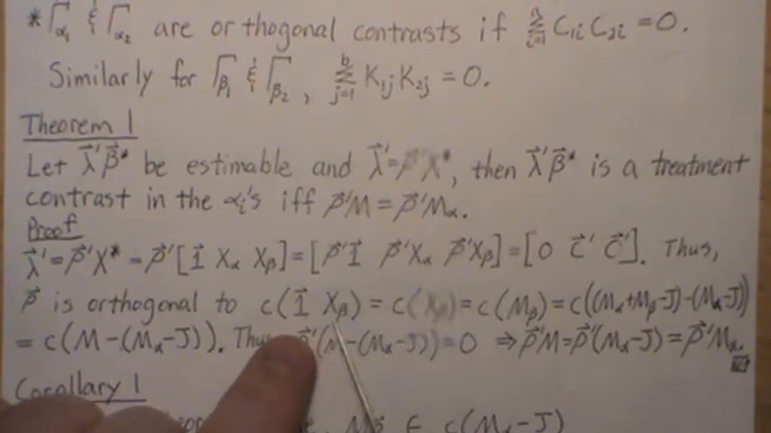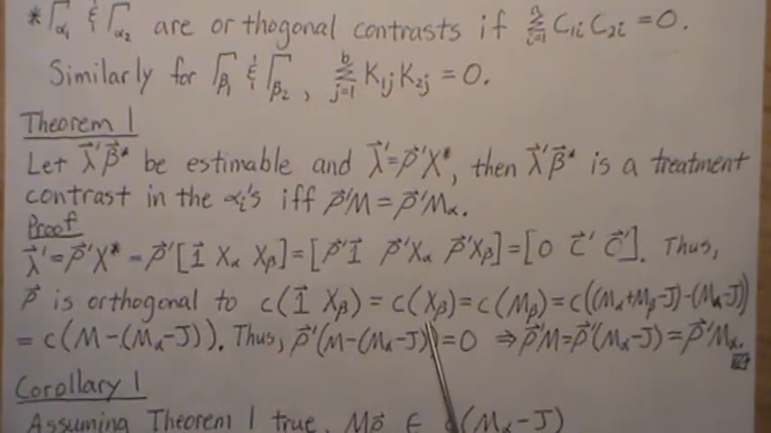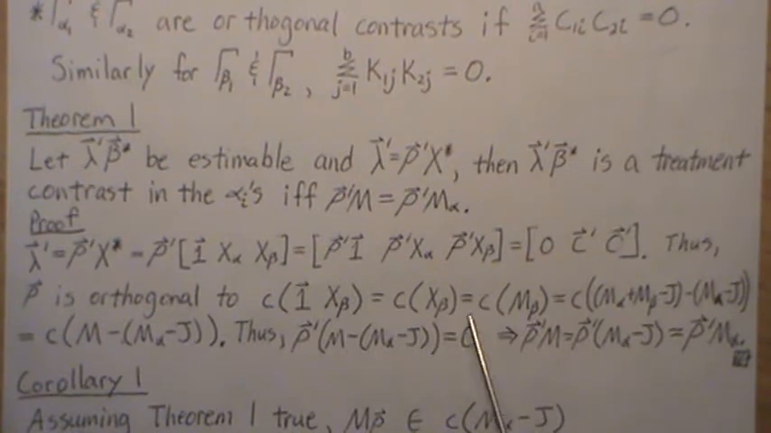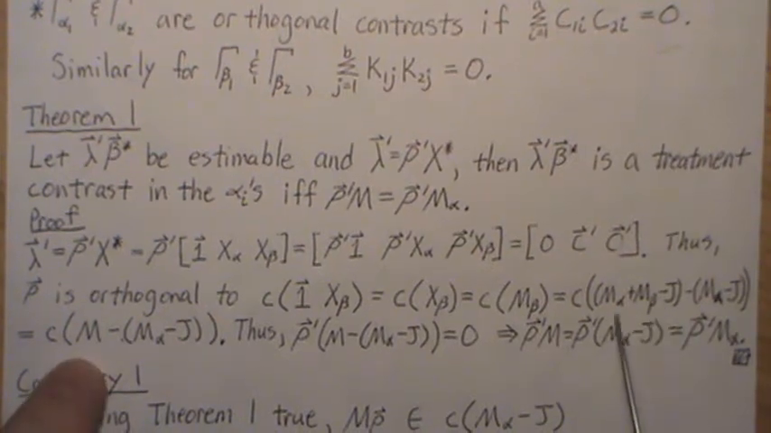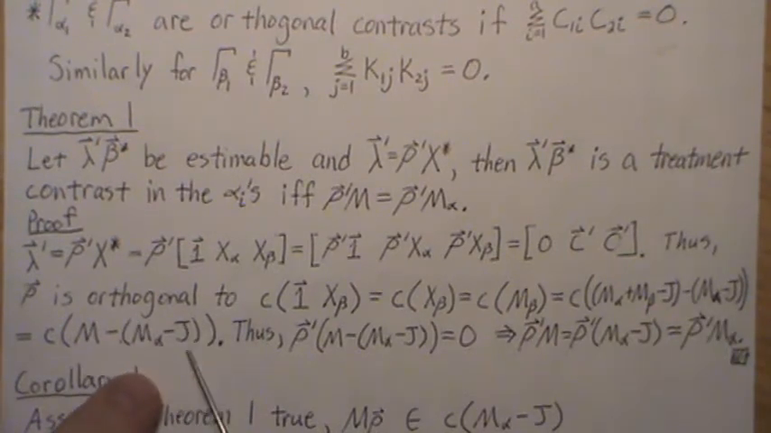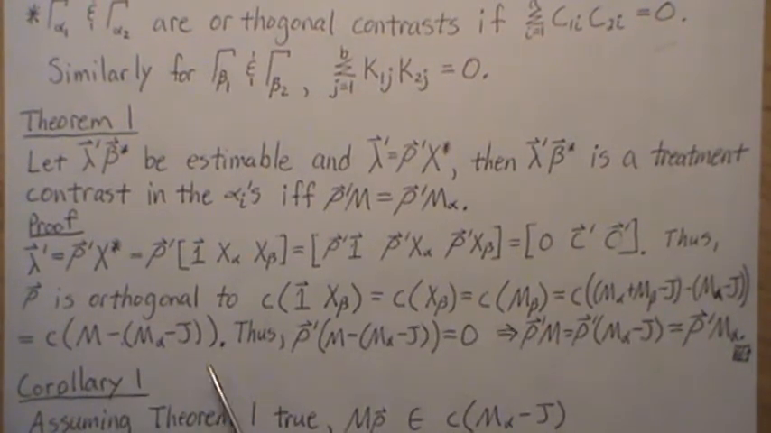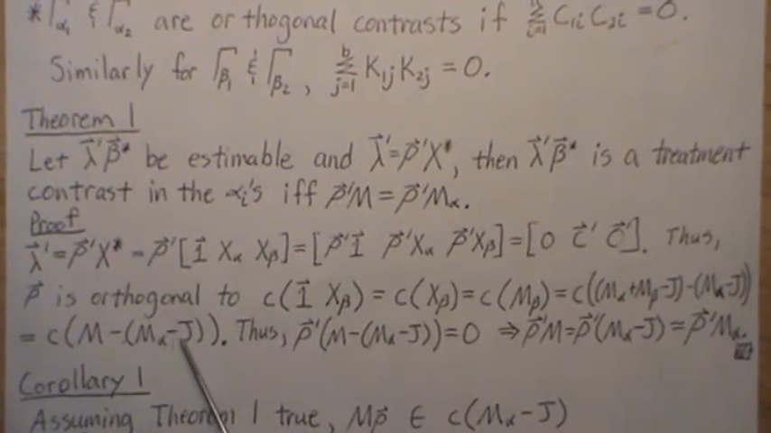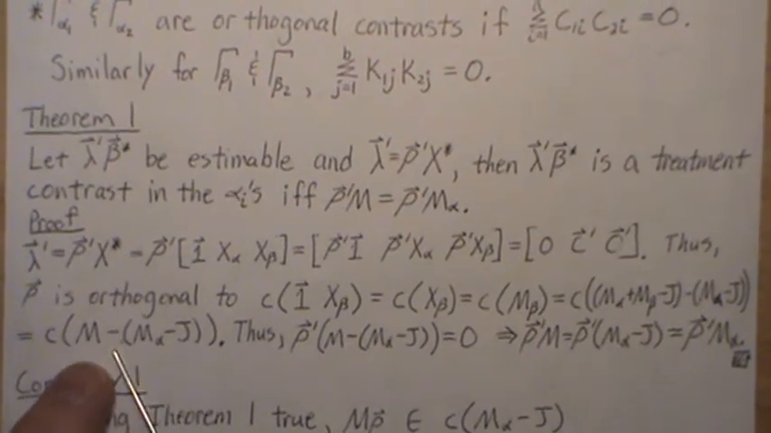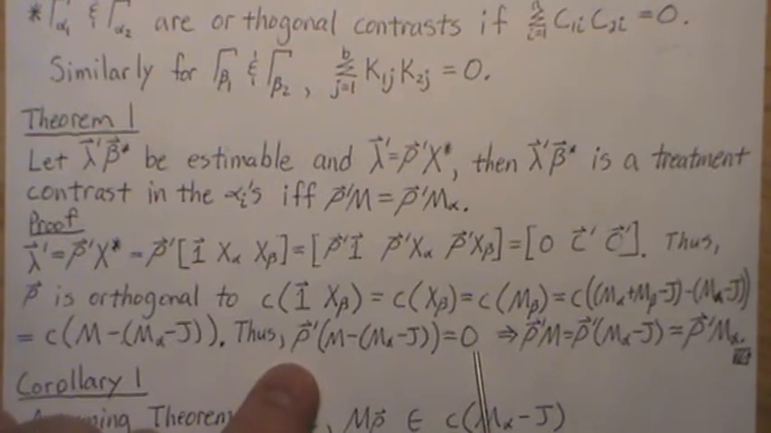But the column space of 1 and X beta, 1 is part of this column space, so it's really just the column space of X beta. But that's equal to the column space of the perpendicular projection matrix onto it. But if we add and subtract J, and we add and subtract M alpha, these column spaces are the same. But this is how we defined M, the perpendicular projection matrix on the whole column space. And of course, this is a perpendicular projection matrix onto alpha, but in a way that it's orthogonal to the one vector. So thus, rho times this has to be 0, right?